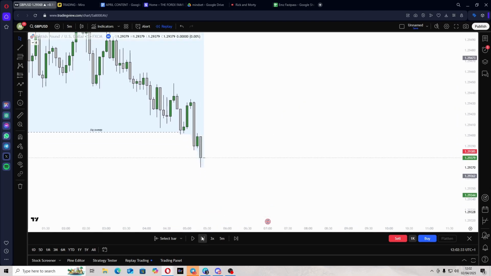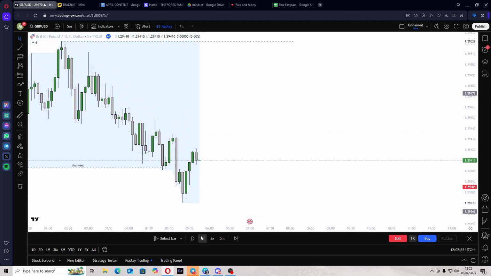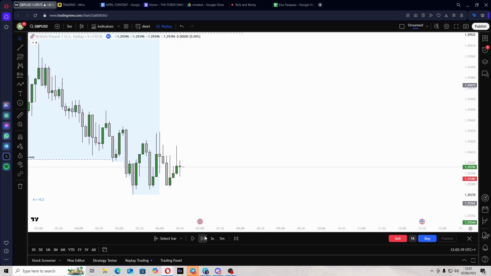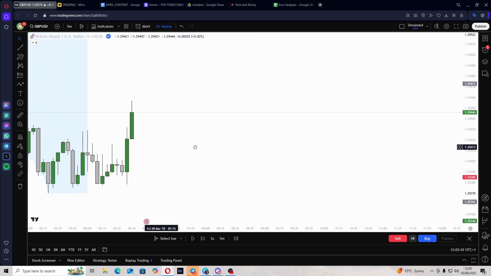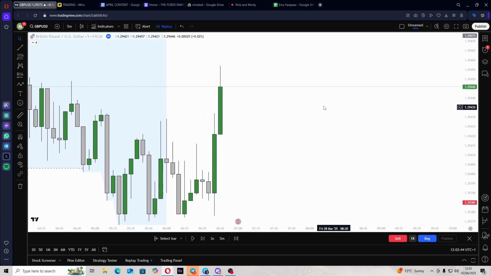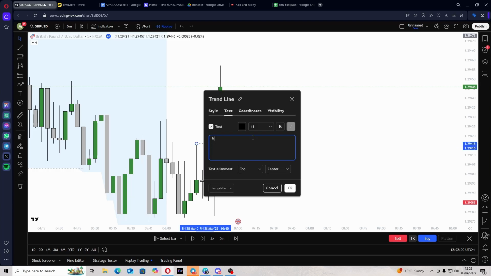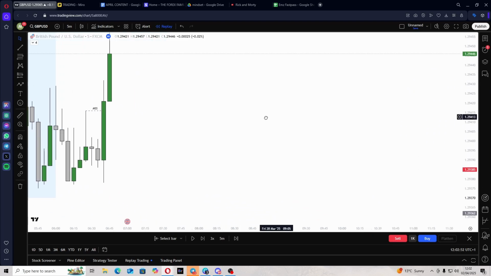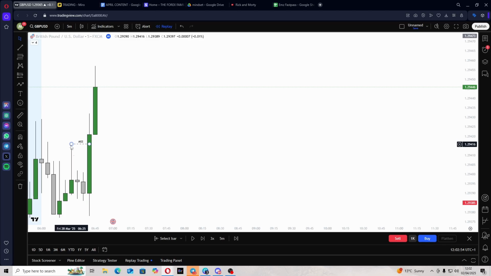If I play price forward, I'm just looking for a market structure shift. I'm going to keep it going. And there we go, I think we just got a very, very good one. We just got an amazing market structure shift with an engulfing candlestick. So you can see right here, this is it. Market structure shift, and I'm going to show you exactly why this is the one that we used.